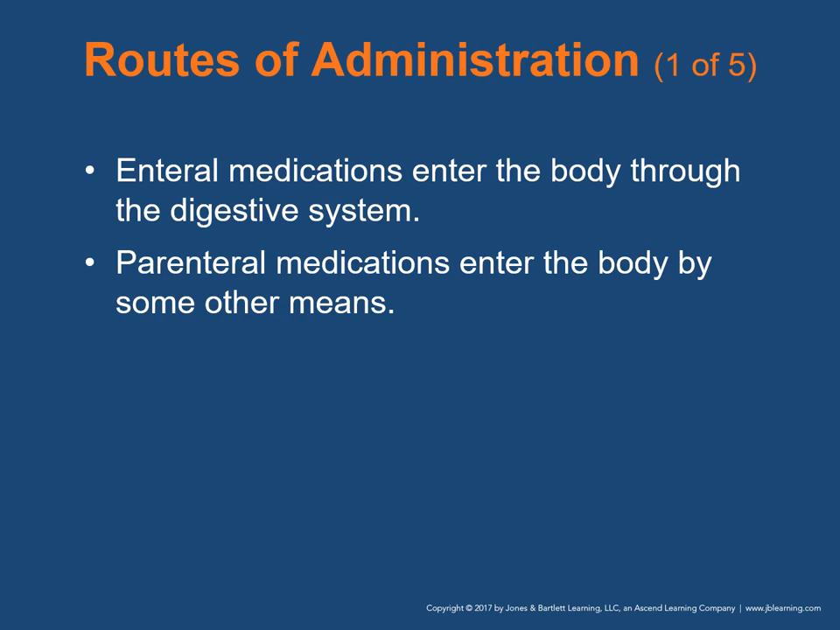Routes of administration: enteral medications enter the body through the digestive system. It's often in pill or liquid form, such as cough medicine, for example, and medications administered via this route tend to be absorbed slowly and are not commonly used in an emergency setting. Parenteral medications enter the body through some other means, often in liquid form administered through needles or syringes. These are absorbed more quickly and offer a more predictable and measurable response.